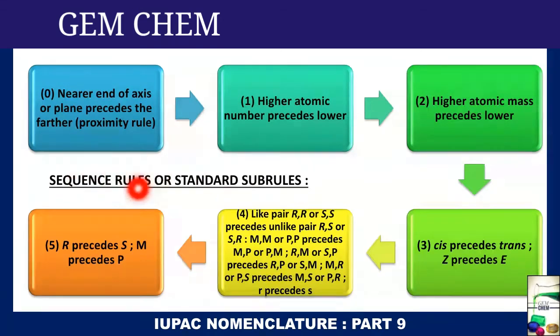Now we have to know the sequence rules of Cahn-Ingold-Prelog so that we can continue with our priority sequence. These are the standard subrules. First is that the nearer end of an axis or plane precedes the farther. This is the proximity rule, and we are not interested in it for this video because it is applicable only for axial and planar chirality, that is allenes, biphenyls, cyclophanes, and we will deal with it in the next videos. Now the second is that higher atomic number precedes the lower.